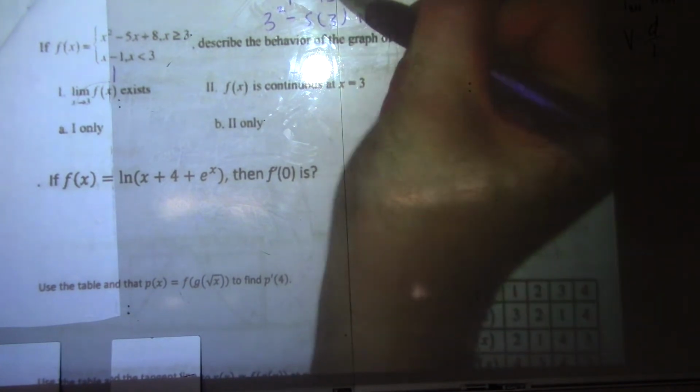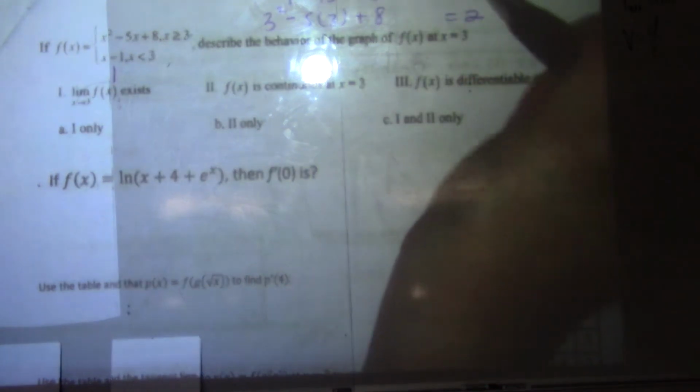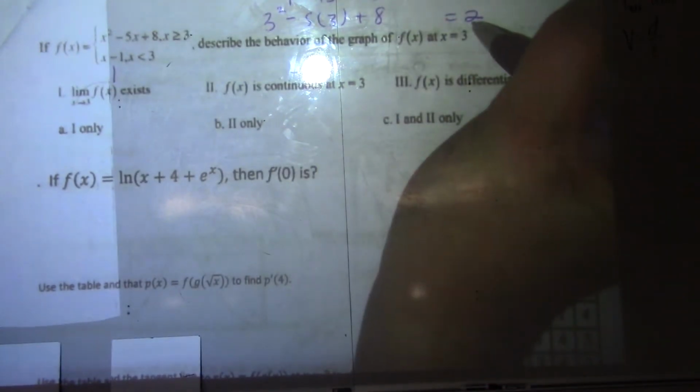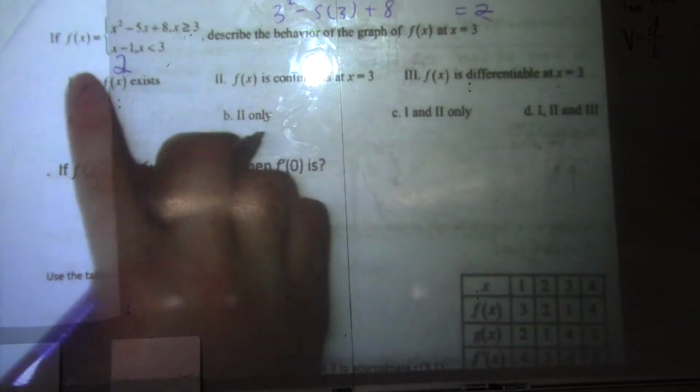9 minus 15 plus 8. That gives me 2. This is 2. Oh yeah, 3 minus 1 is definitely 2. Alright, so the limit exists. It's equal to the function value here, so it is continuous.